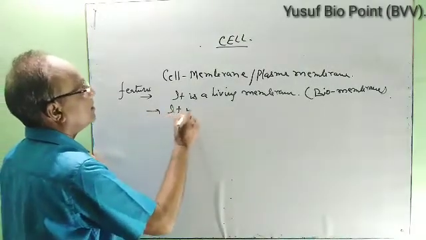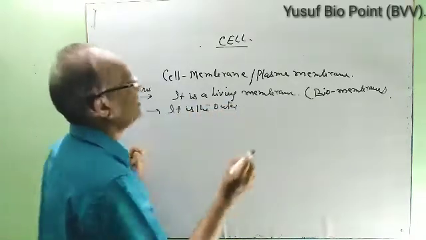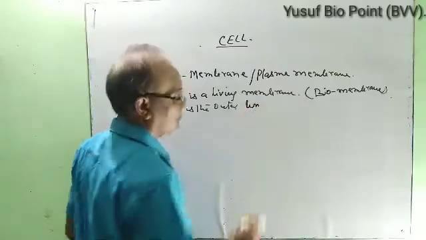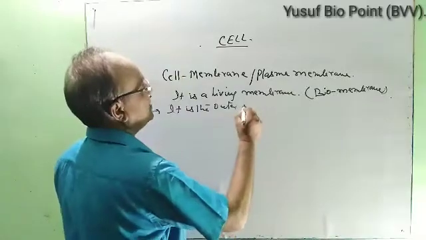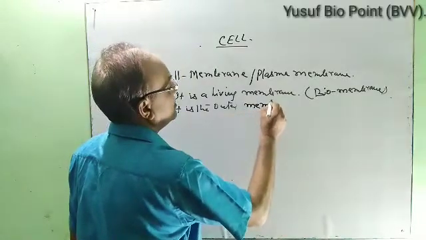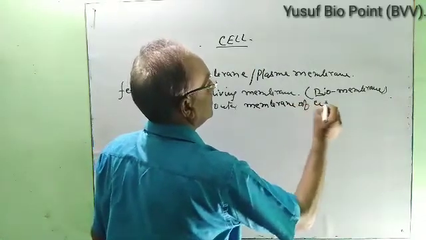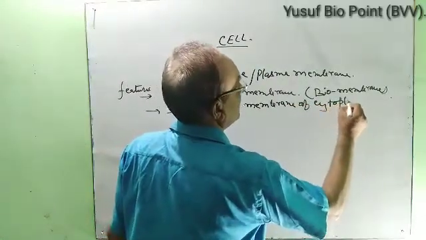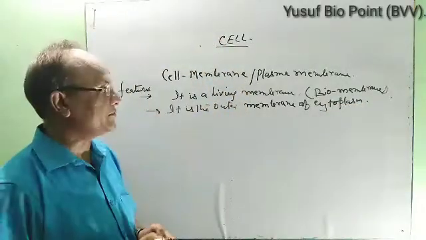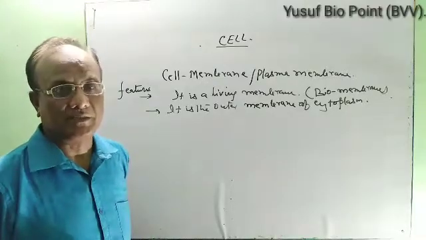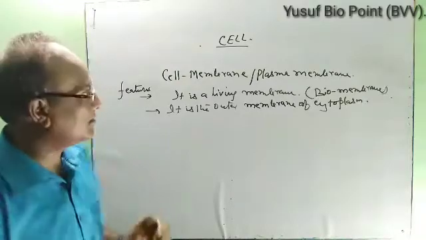It is the outer membrane of the cytoplasm. It is the outer limiting layer of the cytoplasm. In the animal cell, it is the outermost, and in the plant cell, it is found below the cell wall.